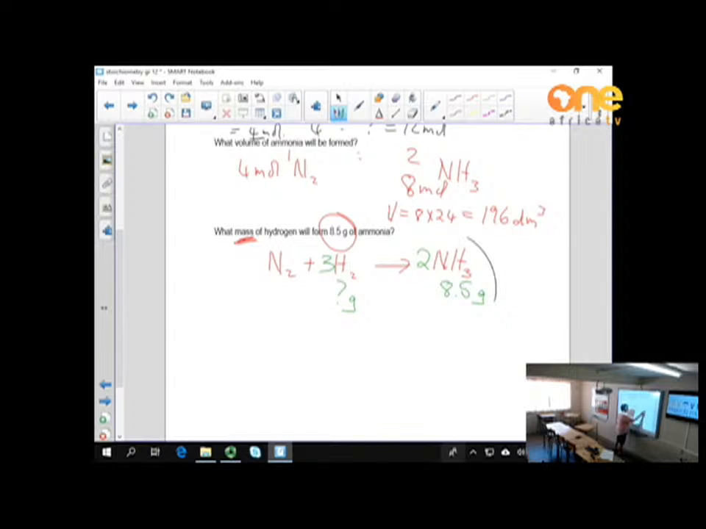From what they've given you there, work out the number of moles. They've given us a mass, so we use the formula that contains mass. So it will be 8.5 divided by the molecular mass of ammonia. Nitrogen is 14, hydrogen is 1, there are 3 of them, so it is 17.